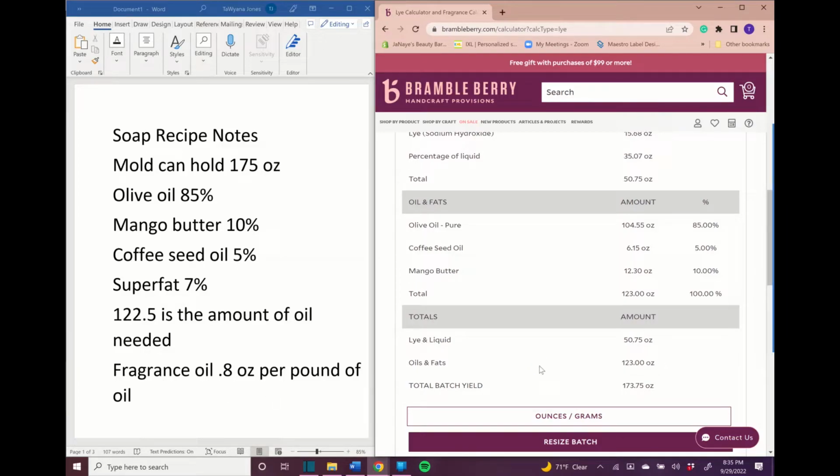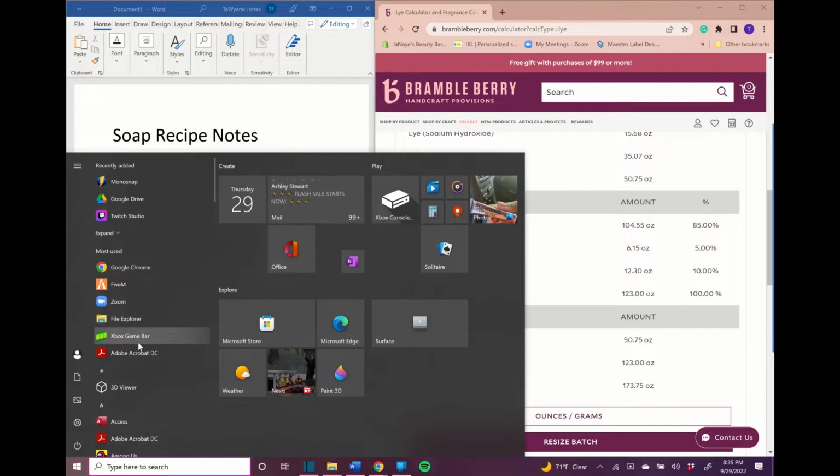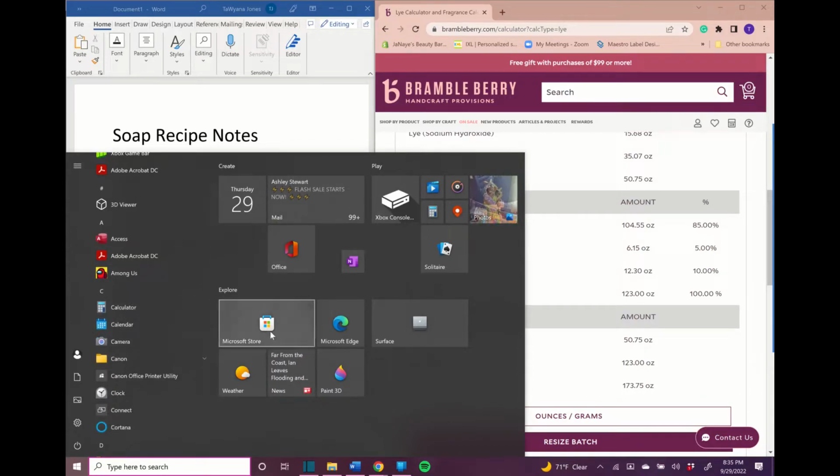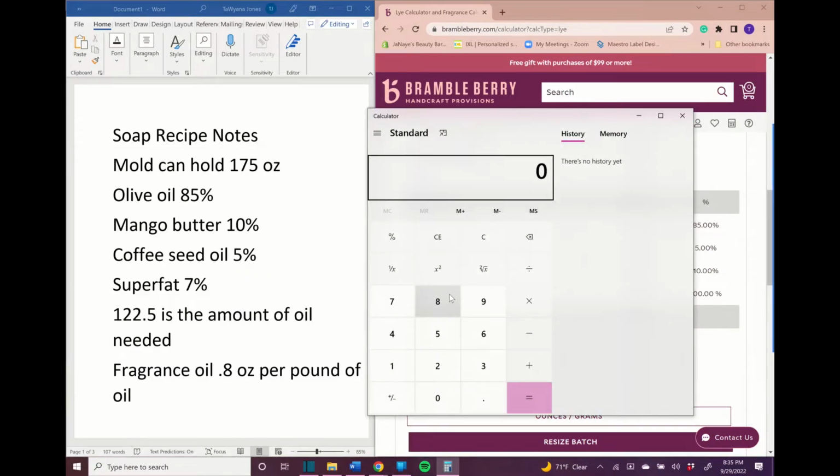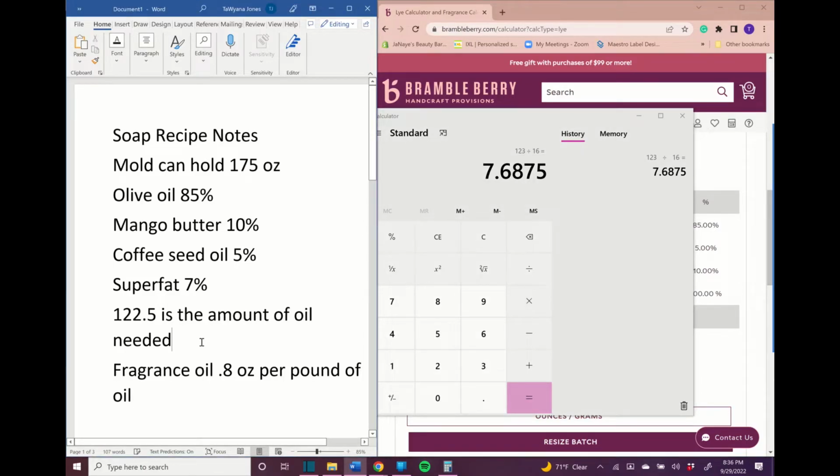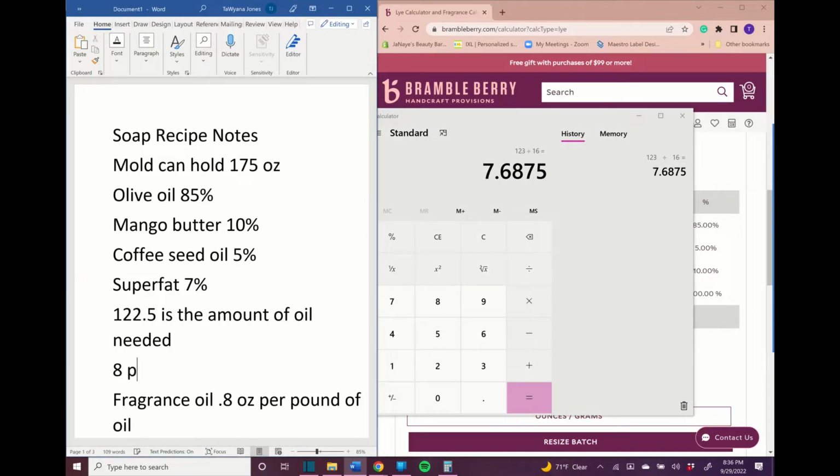There are 16 ounces in a pound. We're going to use that to calculate how many pounds we have. Let me find the calculator. If we take 123 divided by 16, that gives us 7.6875, which we can just round up to 8. So we're going to say that we have 8 pounds of oil.